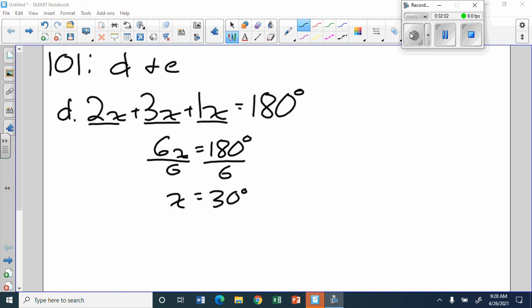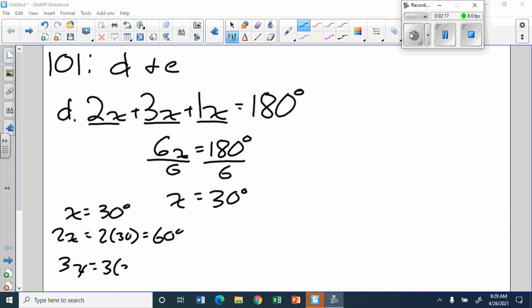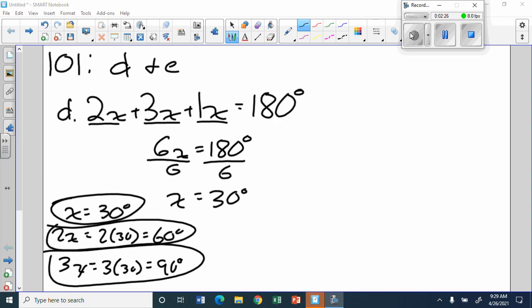Not what they want as their answer. They want to know what the degrees of all the angles are. So you know what? My angles are x, which is 30 degrees; 2x, which is 2 times 30, which is 60 degrees; and angle 3x is 3 times 30, which is 90 degrees. So x is 30, 2x is 60, 3x is 90. 30 plus 60 is 90, 90 plus 90 is 180. I think we're good. Sound good?